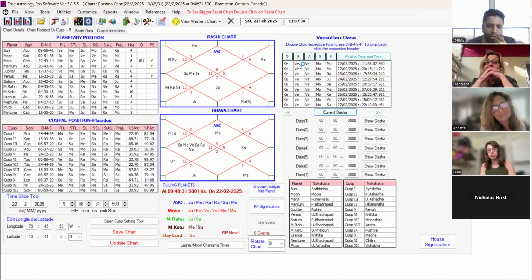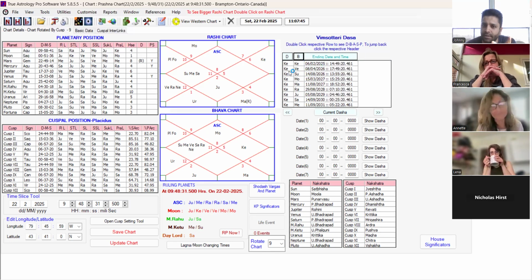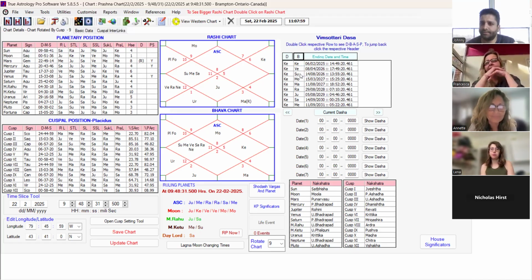Whatever results Venus is to deliver in this person's chart will be delivered up until April 8th, 2026. Then their time period, which is known as dashas, is going to switch from Venus to Sun. So this is a very basic glance of how chart reading is done in Vedic astrology.